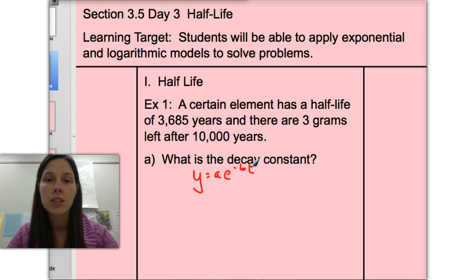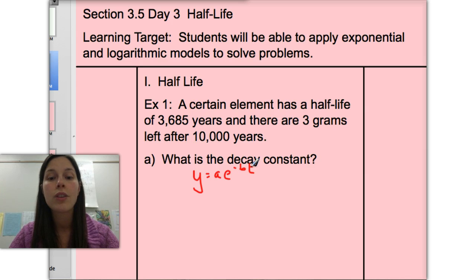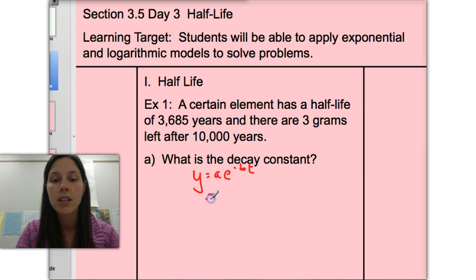Think about yesterday when we saw those interest rates doubling. We may not have known the initial amount, but the first step is to divide by the initial amount. So if it helps you to set it up, think about that initial amount being 1, and a half-life would be it decays to half of the amount that you started with. Again, that decay constant, or b value, is what we're solving for, and t is the time, how long it takes for half of the material to decay, and in this case, our half-life is 3,685 years.